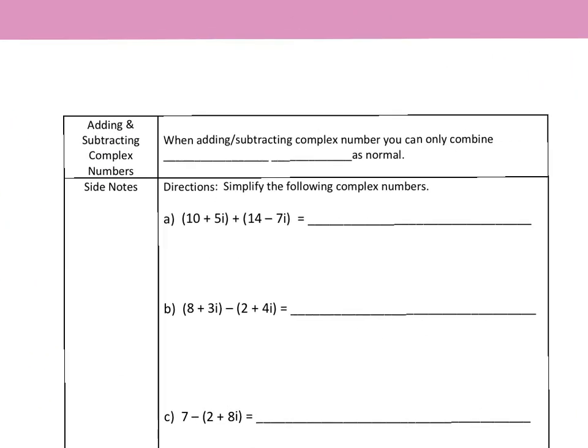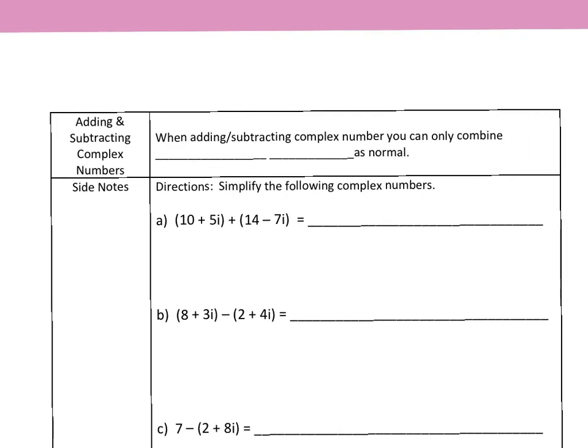When adding or subtracting complex numbers, you can only combine like terms as normal. So do not try to add things that are not like terms. If a real number is being added to a complex number, those are not like terms. 4 and 4i cannot add to be 8i, okay? Because that first 4 did not have an i on it. Just like 4x plus 4 is not 8x, okay? These work the exact same.